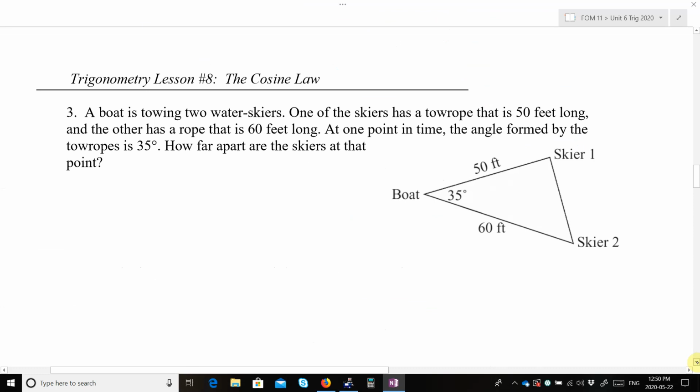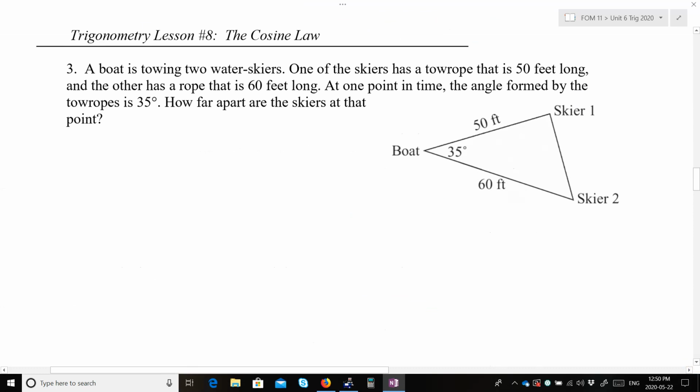Awesome. Number 3. So a boat is towing 2 water skiers. One of the skiers has a tow rope that is 50 feet long, and the other has a rope that is 60 feet long. At one point in time, the angle formed by the 2 ropes is 35 degrees. How far apart are the skiers at that point? So we have this angle. We want to figure out how far apart they are. So you make the angle A, and across from it is little a, and that's what we want to figure out.